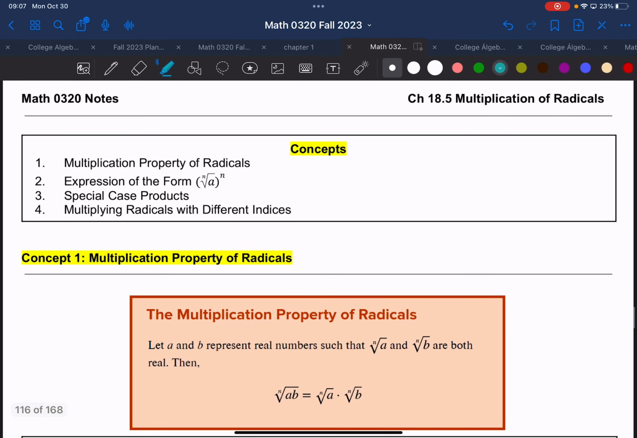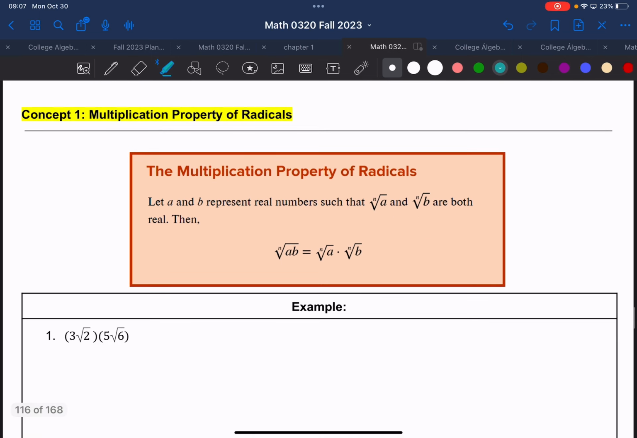Okay, so this is 18.5, multiplication of radicals. Again, we're doing all these three notes together because they're all related. So looking at the concepts: multiplication property of radicals, the expression of the form nth root of a to the power of n, special case, and then how to multiply radicals with different indexes. This first concept we already went over in the previous notes.